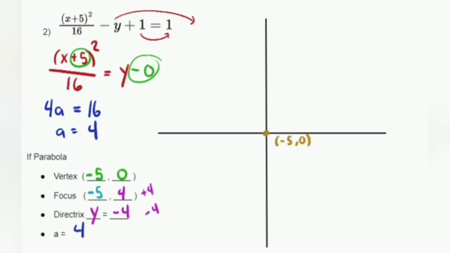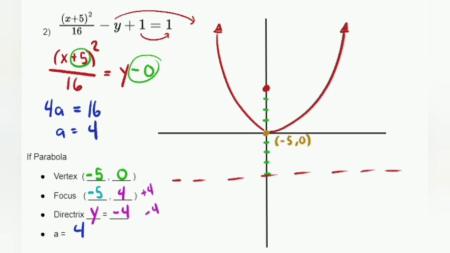Let's start graphing. The vertex is at -5, 0. A is 4, and it's on the y's. So up 4, down 4. In this case, the focus is 4 above the vertex, and the directrix is 4 below, so I mark them. Now I graph the parabola. It goes through the vertex and is pushed away from the directrix, curved around the focus.